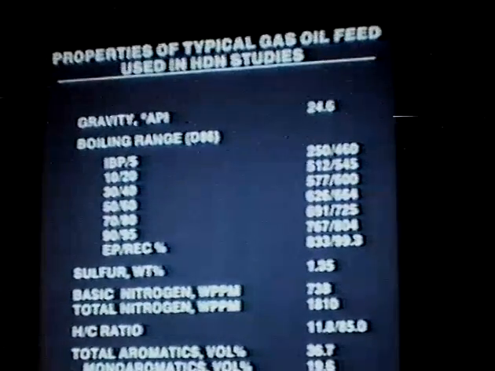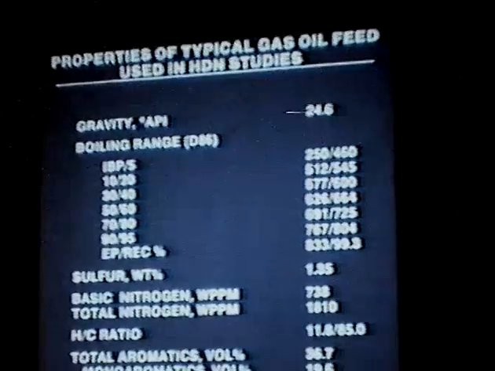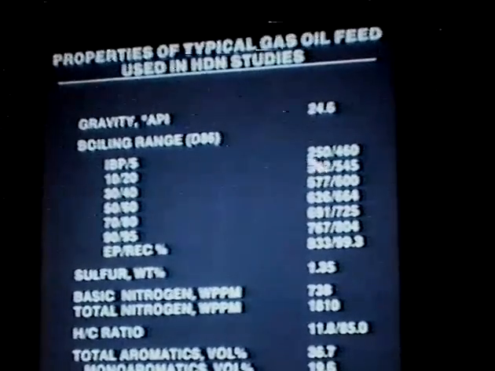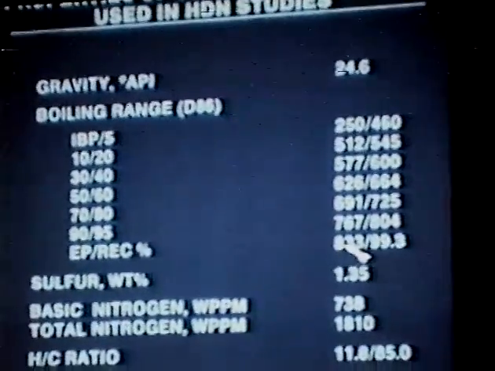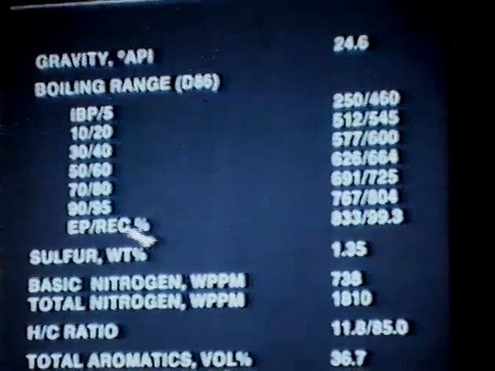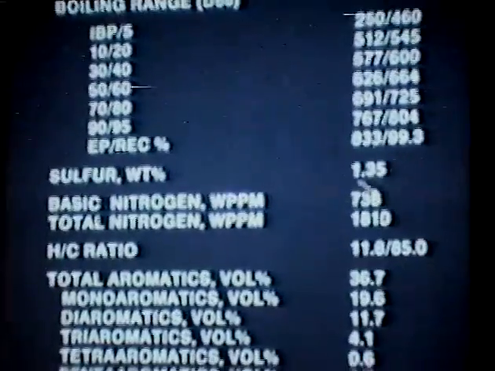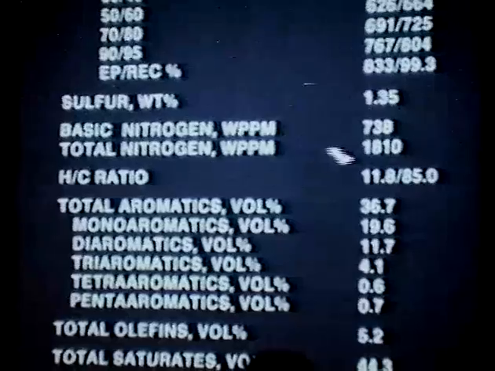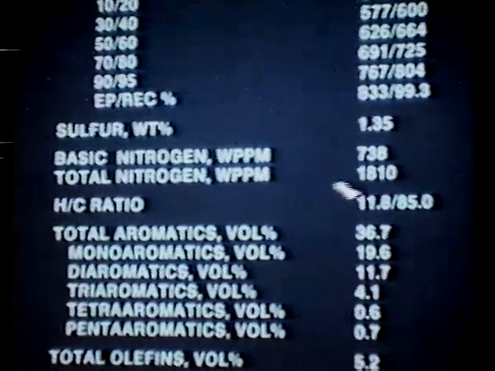And we tested those. But first, the properties of gas oil, which is in between diesel and resid, are shown on this slide preliminarily. You can see the boiling range starts low here, but it also goes up higher than it does for diesel, and not as high as it did for resid. The percent recovered was essentially 100%. Sulfur level of 1.35, and in this case, being a denitrogenation emphasized process, we pay close attention to the feed levels of basic nitrogen and total nitrogen.